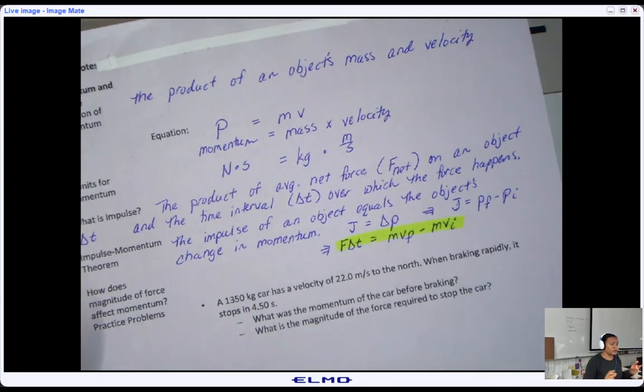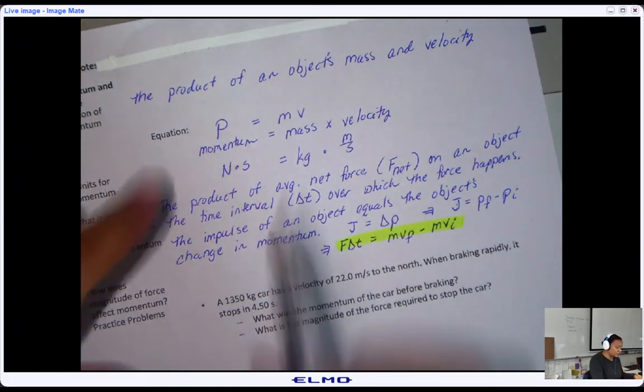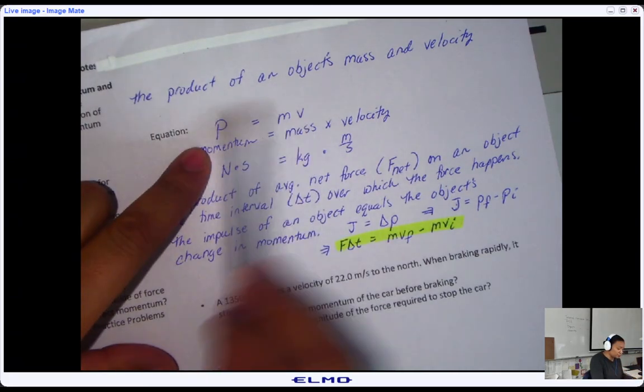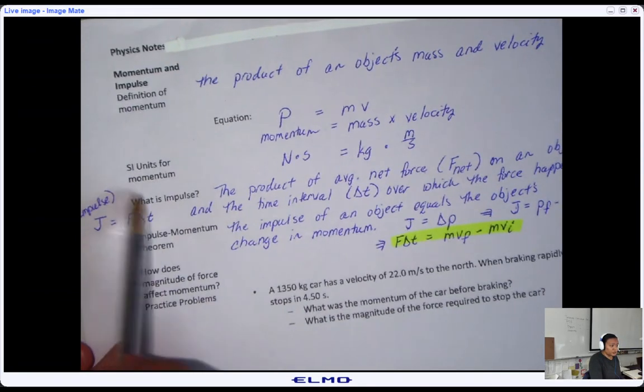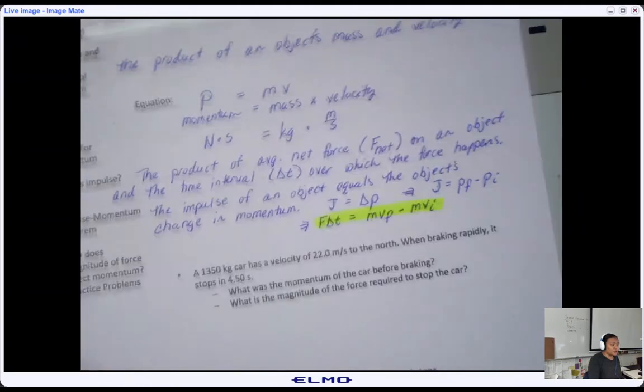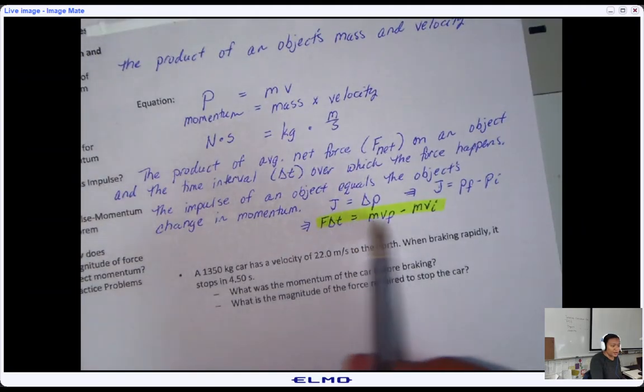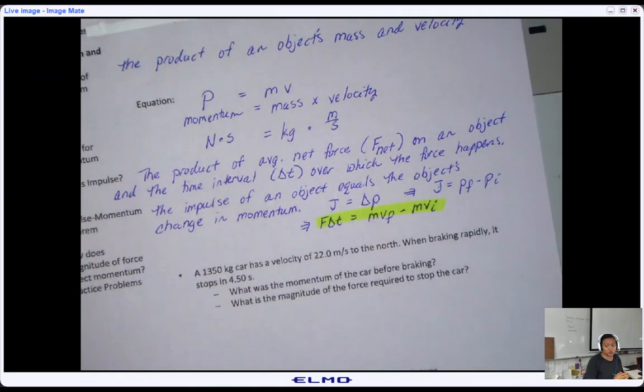Okay, so you have basically three equations you're working with. You have the equation that is just for momentum. You have an equation that is just for impulse. And then you have the impulse momentum theorem that combines the both of them. Now, which equation you use is going to be dependent on your list. What information are you given to work with?